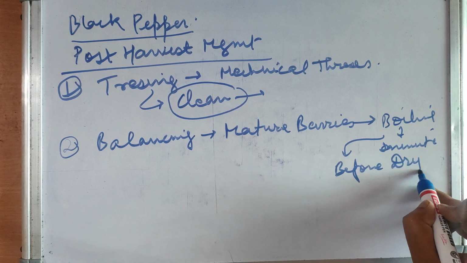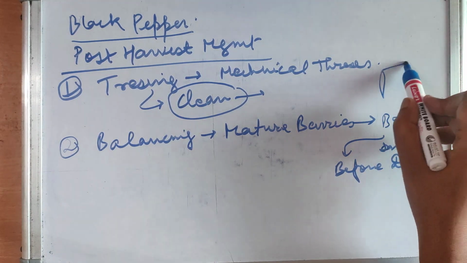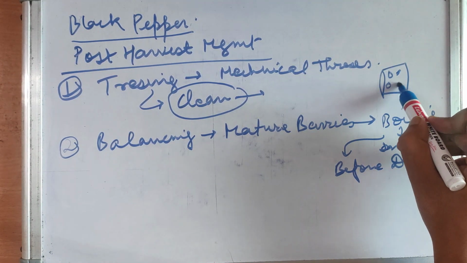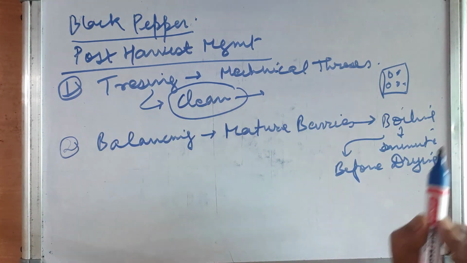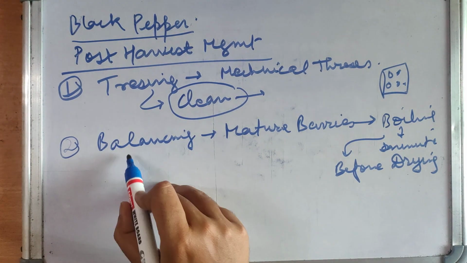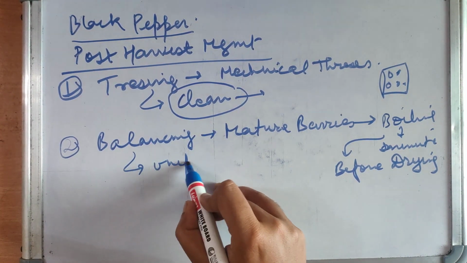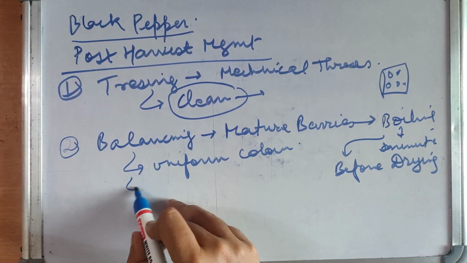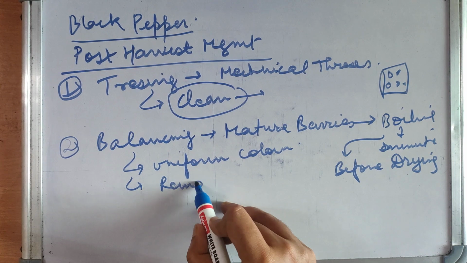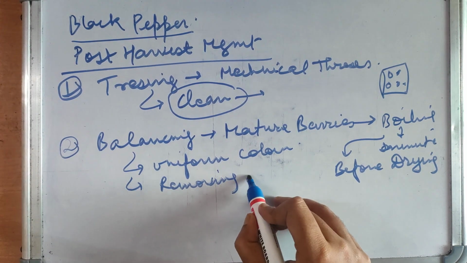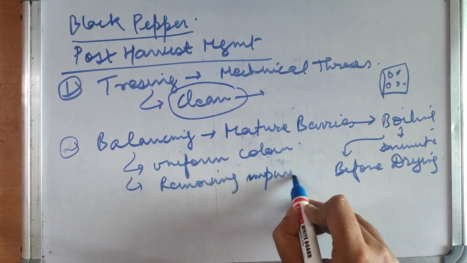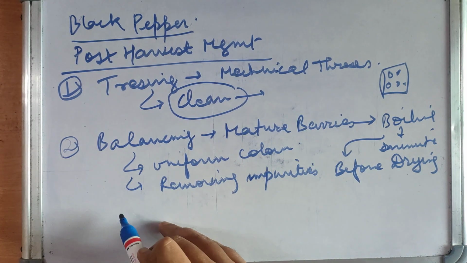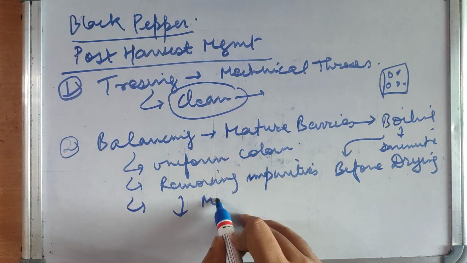Here we use perforated vessels. These kinds of vessels with holes are called perforated vessels. So boiling water will enter into these vessels easily. It will help in getting uniform color of black pepper. It will help in removing impurities, and it reduces microbial load, reduces microbes.